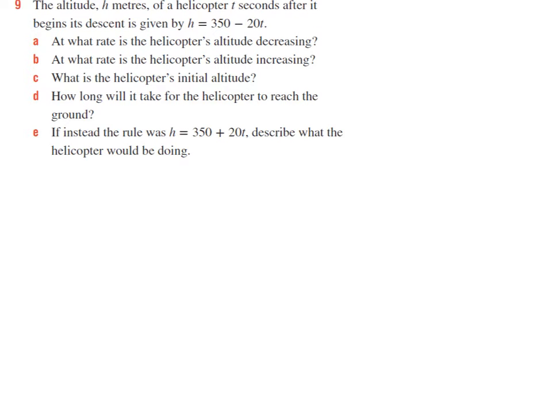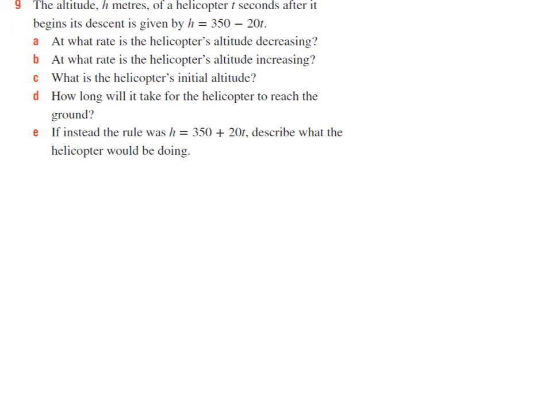Okie dokie. Once again, we've got an application question. Here, what they do is they give us an equation, and we've got to work some stuff out based on it. So it tells us a helicopter's height, its altitude in meters, after t seconds after it begins its descent, is given by this.